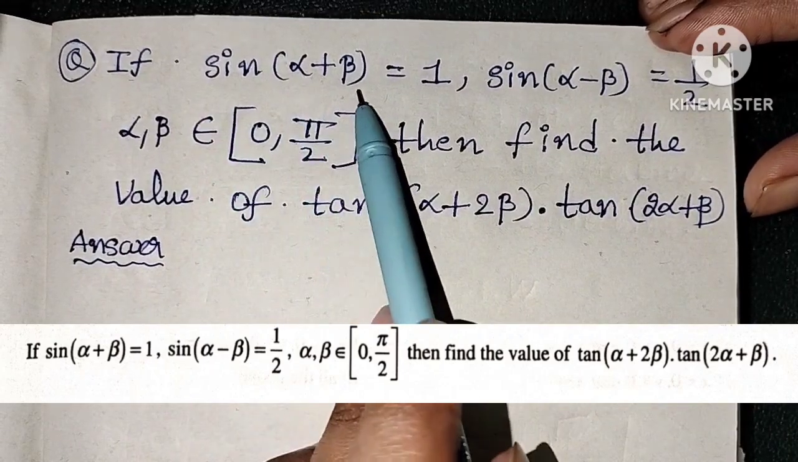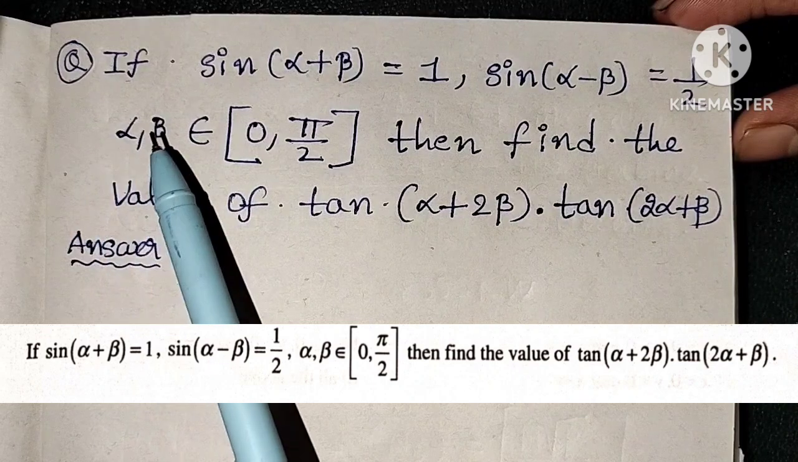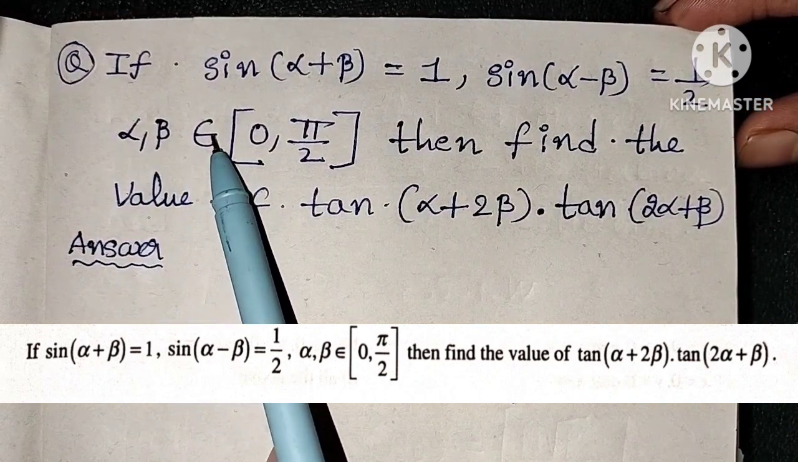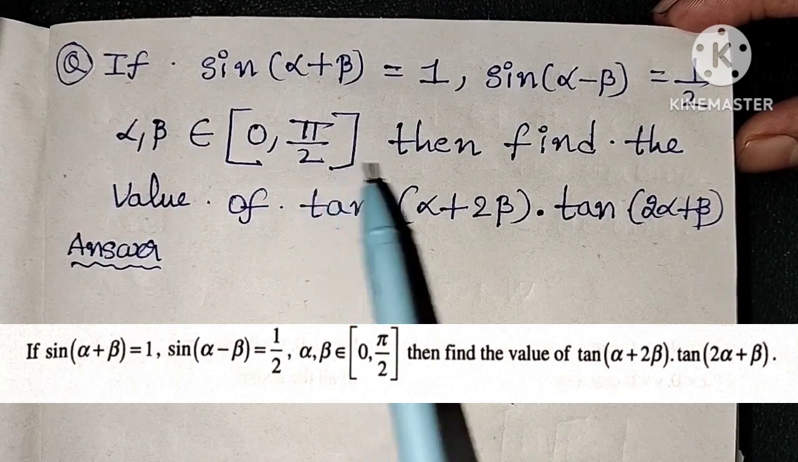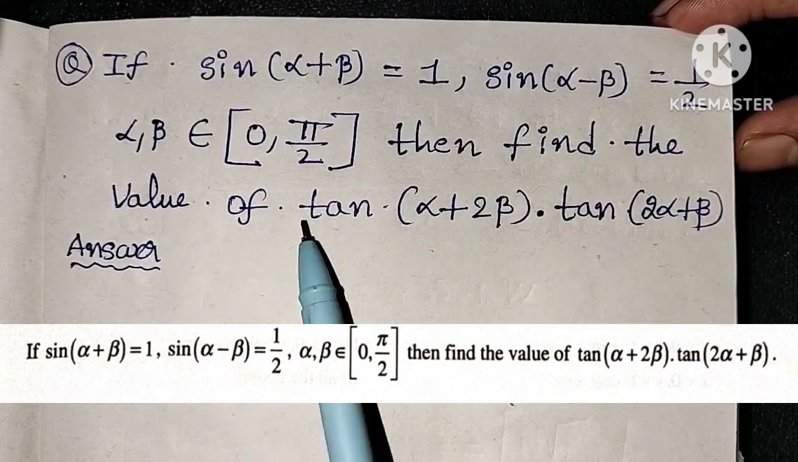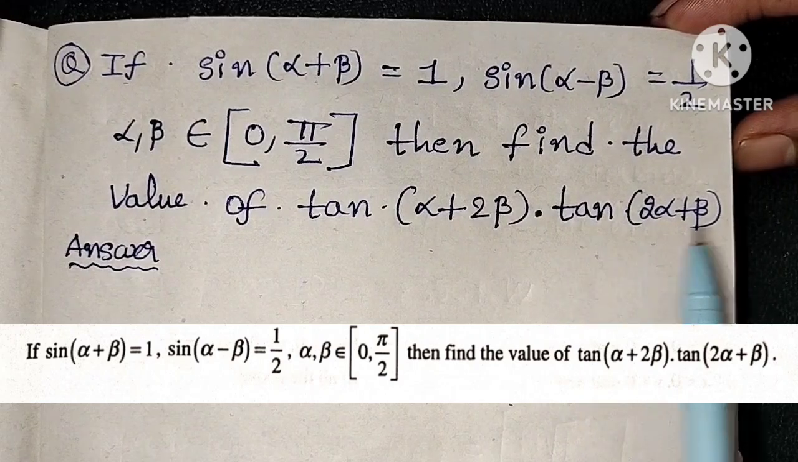If sin(α+β) = 1, sin(α−β) = 1/2, and α, β belong to the closed interval [0, π/2], then find the value of tan(α+2β)·tan(2α+β).